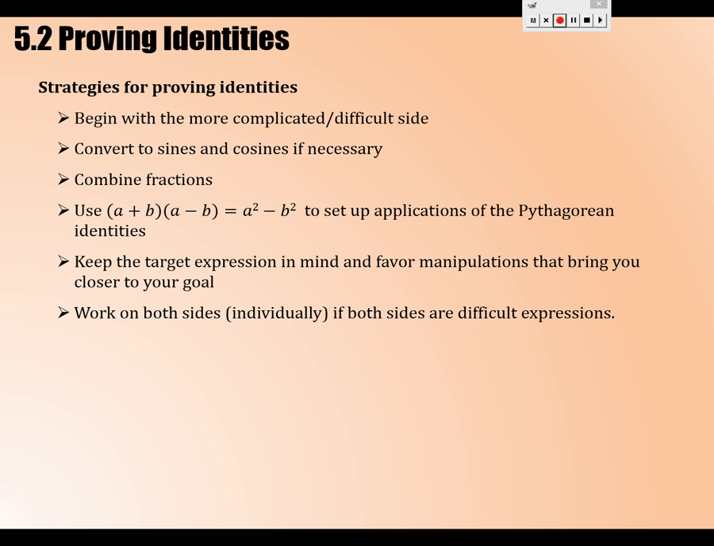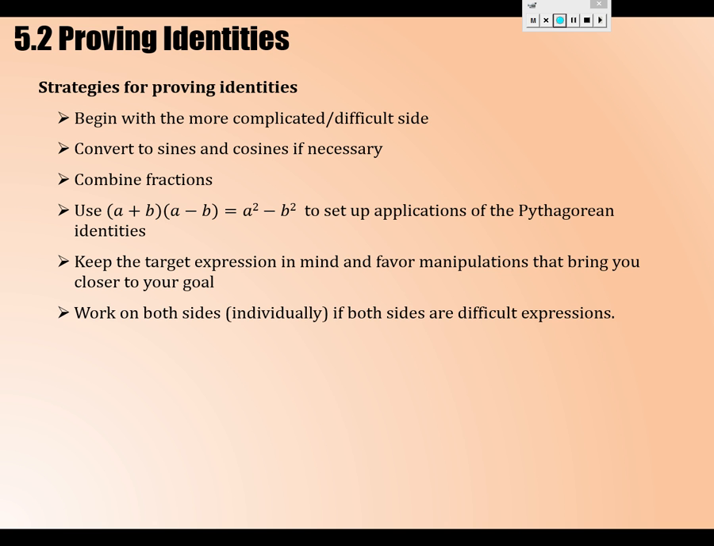Though it might actually be better to show you these hints after you've done one or two so you understand why these are good hints. But the first one's not hard to understand. If there is a more difficult side, then start with it. It's not always true, like the example I just showed you that we're going to start with. That doesn't have a more complicated side, so maybe that particular tip doesn't help us too much there. But if there is a more complicated side, by all means, start with it.